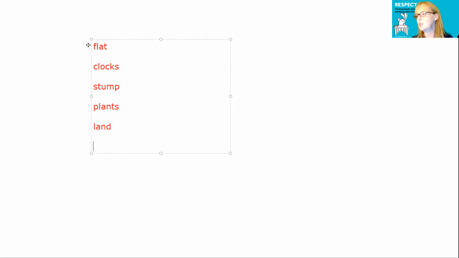The next word is chat. So we have a consonant digraph, two letters making one sound, CH at the beginning, a, cat is at the chair, and then of course the letter T.